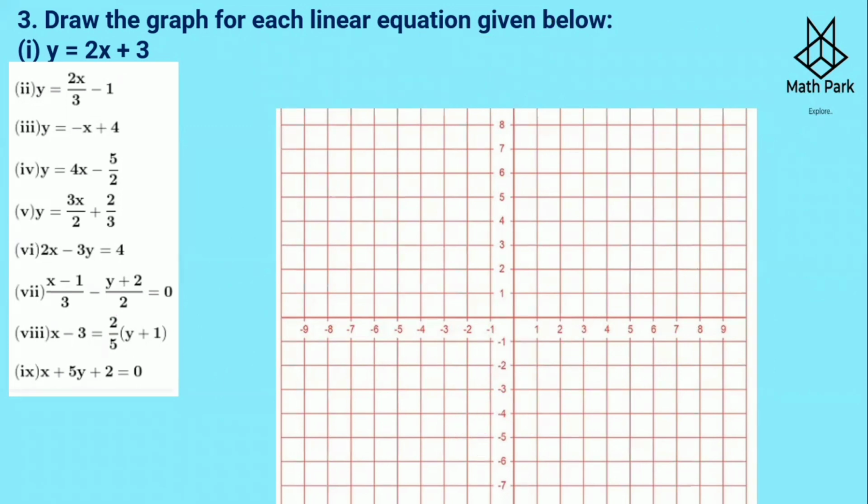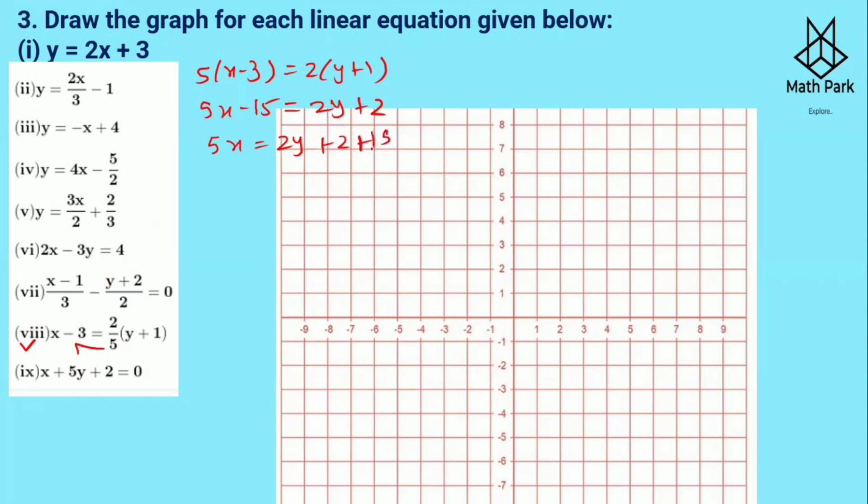So let us do the eighth part again. We will be simplifying this equation, making y the subject. Shifting this 5 over here, we get 5 in bracket x minus 3 is equal to 2 in bracket y plus 1. So 5x minus 15 is equal to 2y plus 2. So 5x is equal to 2y plus 2 plus 15, which becomes plus 17. So 5x is equal to 2y plus 17.